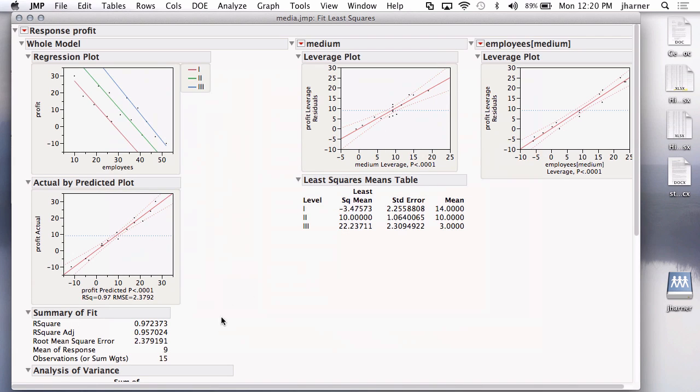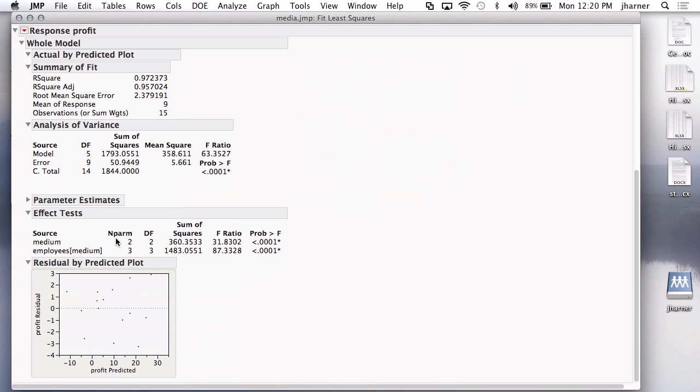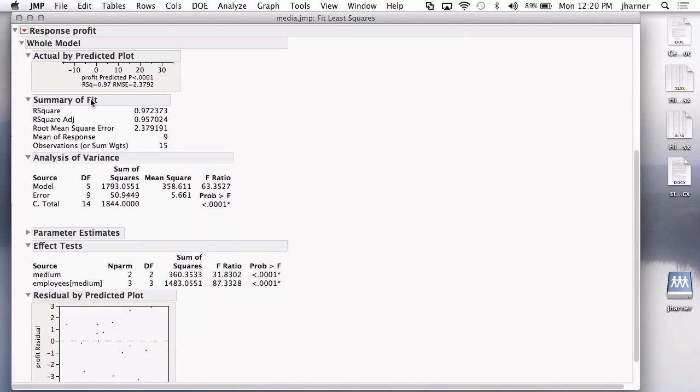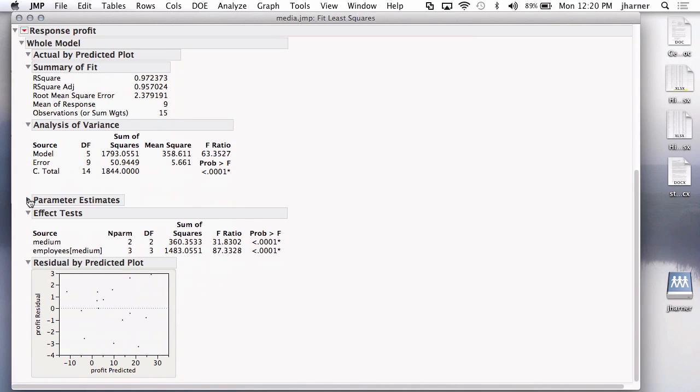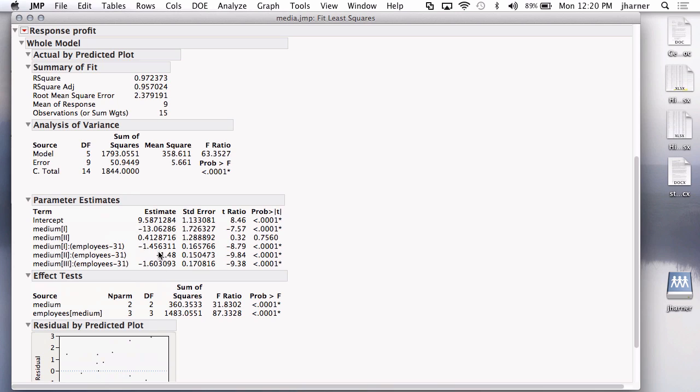If I run this, then I have employees nested within median. These are the 3 regression lines. If you actually want to see what the parameter estimates are, they would be here. Now these are the same 3 slopes we had before, but these are different. Now why I know the difference is here is due to the fact that instead of using employees, they have employees minus 31. They're centering the data at the grand mean of the x's. So that's going to throw off the intercept term and the coefficient terms for median 1, 2, and 3. And so I know JMP is doing it here.